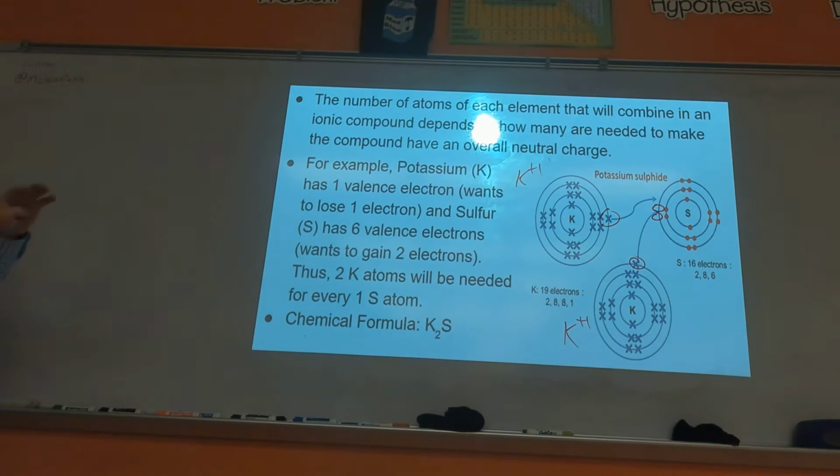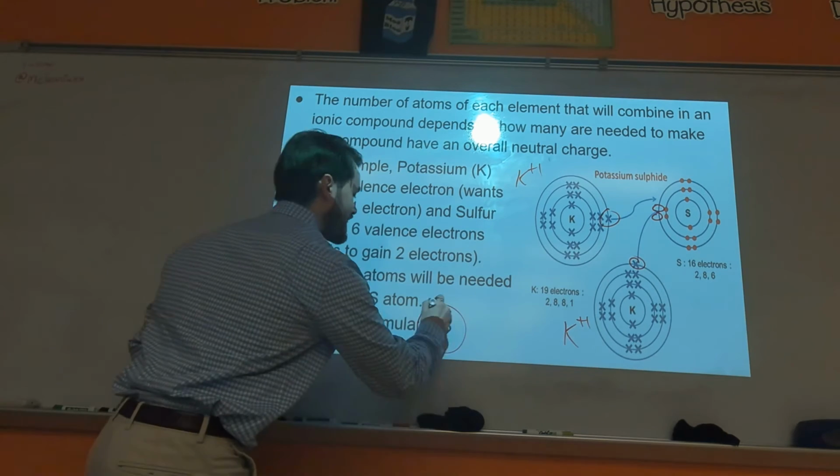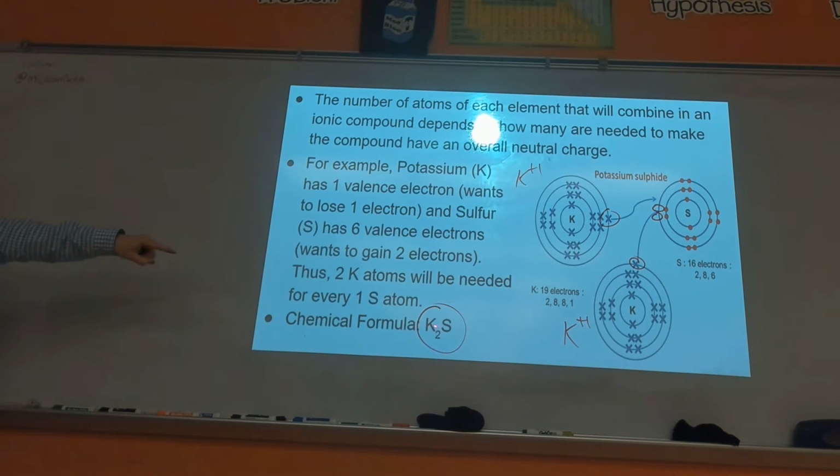That is why anytime you have potassium sulfide, it's always going to be 2 potassiums for every 1 sulfur. It's not going to be 1 potassium for every 1 sulfur, because then those wouldn't be stable. Sulfur would still need 1 more electron. Okay? So the chemical formula here would be K2S, 2 potassiums for every 1 sulfur.